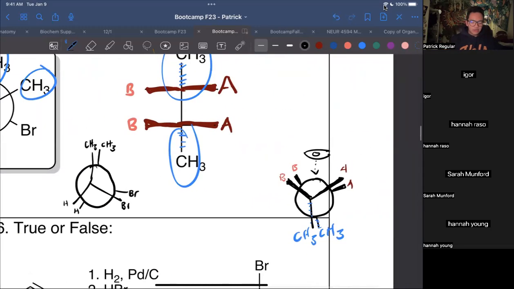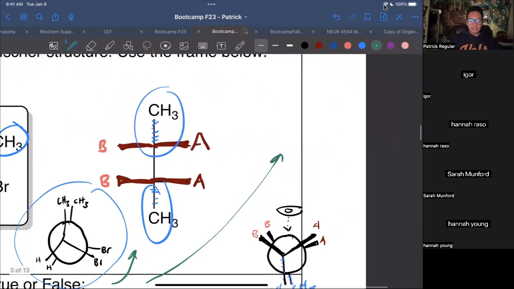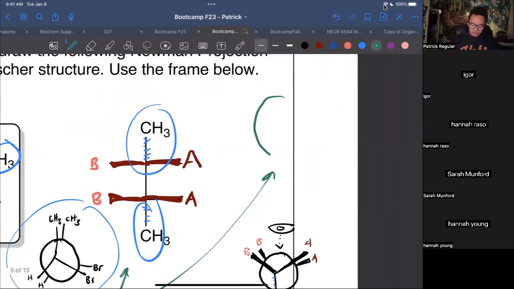This isn't the way I like to do it, so let's rotate the entire thing around. I'll use green. I'm going to rotate it around, not one specific carbon, but the entire structure.